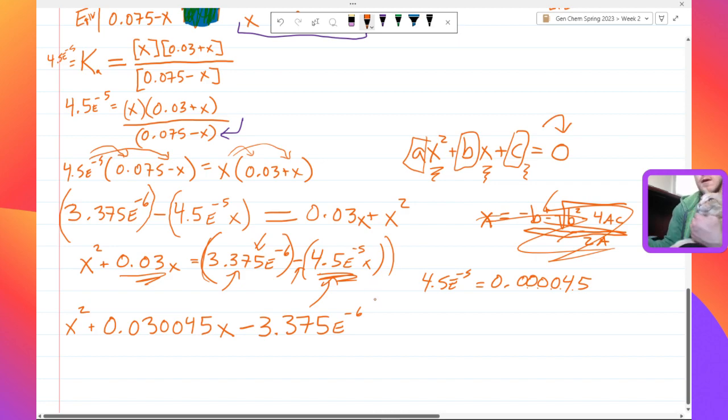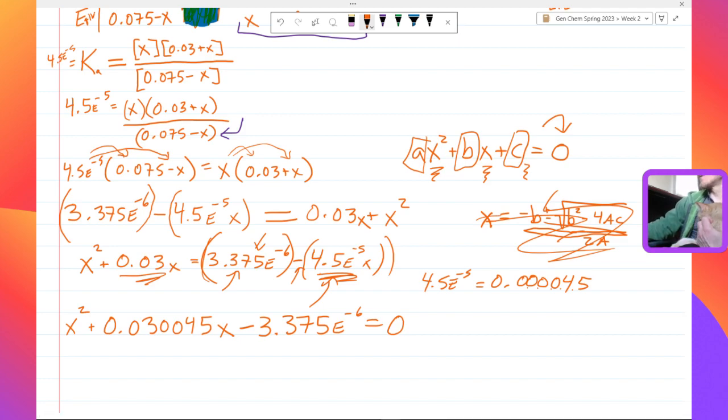So there we go. And that equals 0. And then we're going to plug this into a quadratic equation solver, which I already did earlier, so I'm not going to do it again right now. But I encourage you to do it.